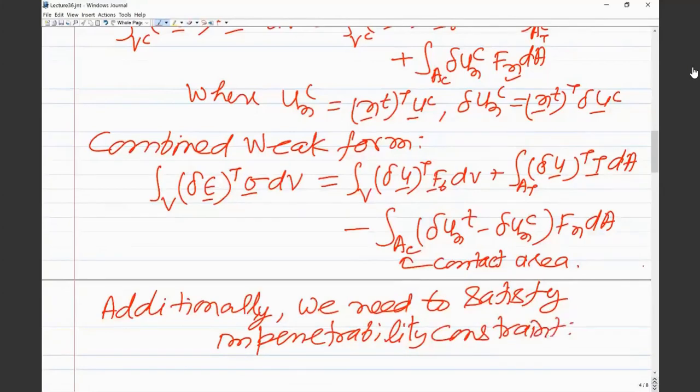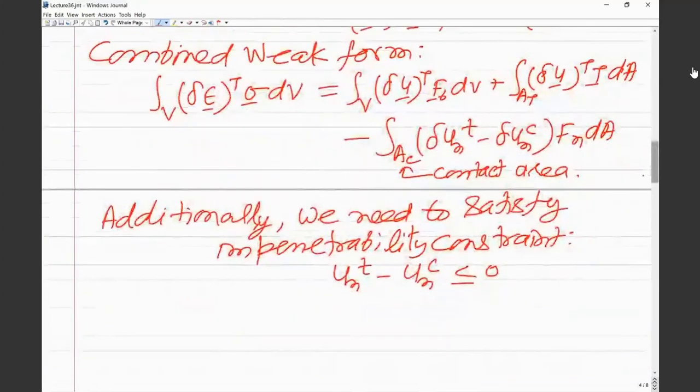So that constraint is that if we take the normal displacement of the target body minus the normal displacement of the contactor body, this must be less than or equal to zero. UNT is away from the target body and UNC is towards the contactor body because it is defined based on NT, and NT is towards the contactor body.